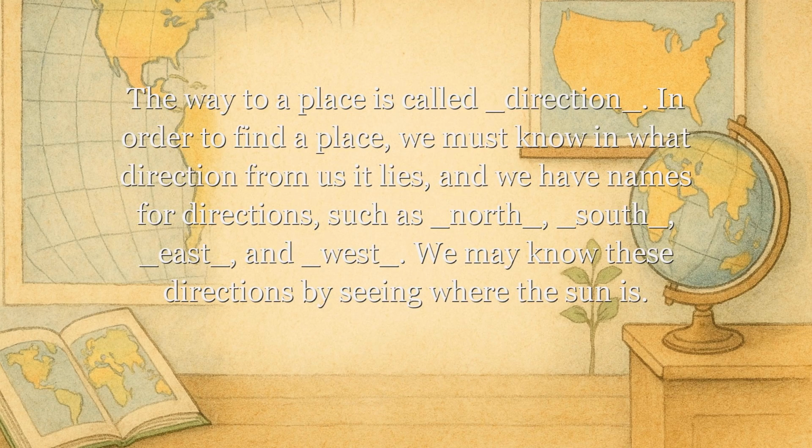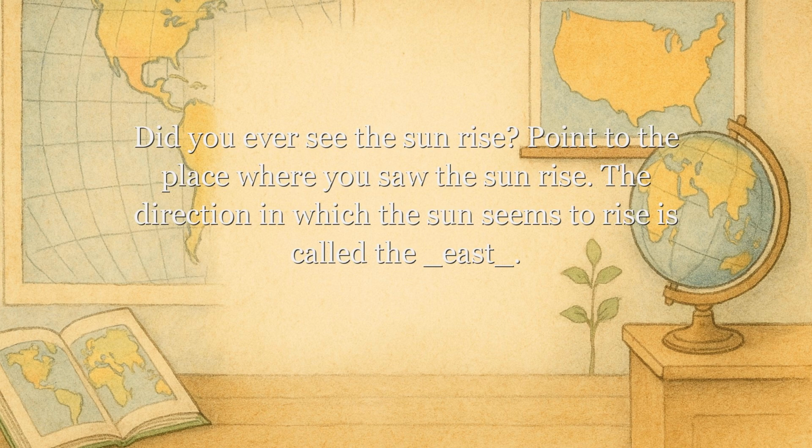In order to find a place, we must know in what direction from us it lies, and we have names for directions, such as north, south, east, and west. We may know these directions by seeing where the sun is. Did you ever see the sun rise? Point to the place where you saw the sun rise. The direction in which the sun seems to rise is called the east.